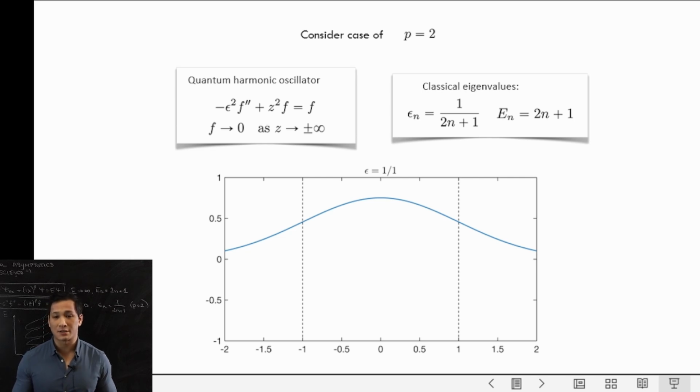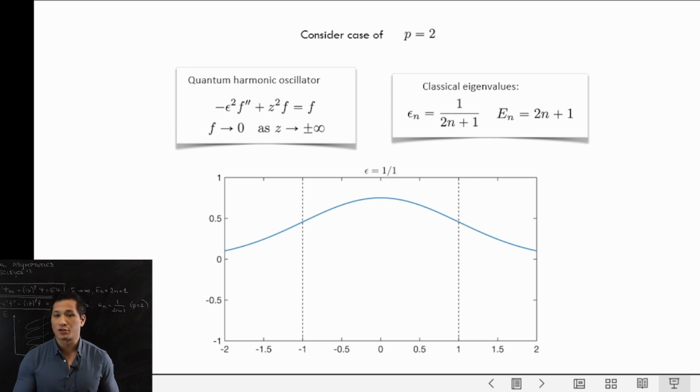Okay, so this is just to review the case of the quantum harmonic oscillator. So f is tending to 0 as z goes to positive and minus infinity. And those are your classic eigenvalues that you can demonstrate exactly. So you can do this with your Hermite polynomials or some other way. And then you'll find that the energy levels should be just the odd multiples, 2n plus 1. Or in terms of epsilon, it should be 1 over the odd multiples.